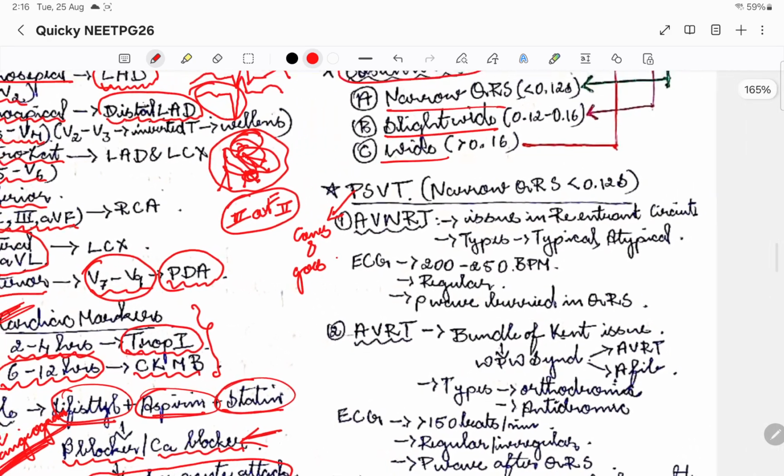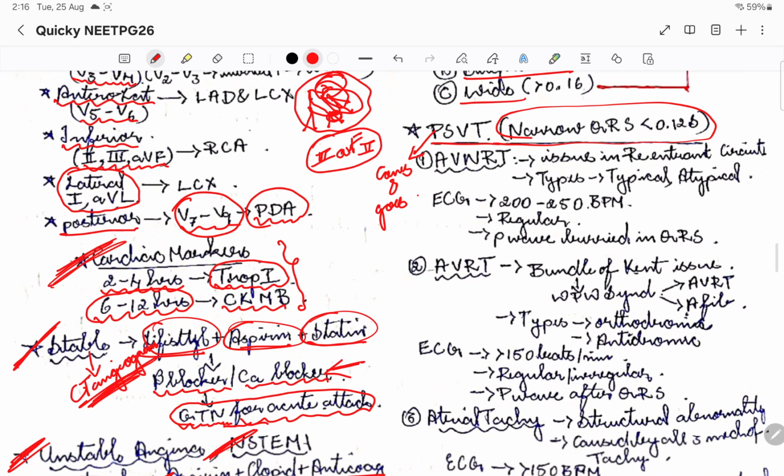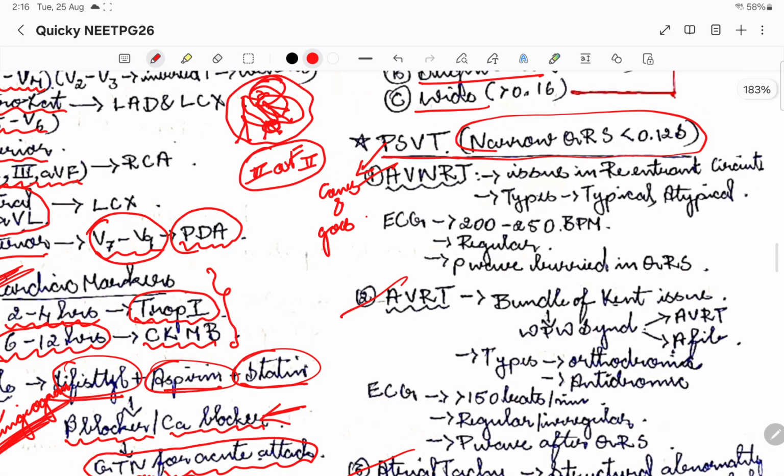PSVT is a narrow QRS arrhythmia. I told you that based on QRS also we'll be dividing them. There are three kinds of PSVT: AVNRT, AVRT and atrial tachycardia. AV nodal reentrant tachycardia means there is an issue in the reentrant circuit. This is a big chapter. Simply, there is a reentrant circuit which maintains the electrical rhythm from atria to ventricle. If that reentrant circuit is affected, then AVNRT will happen.